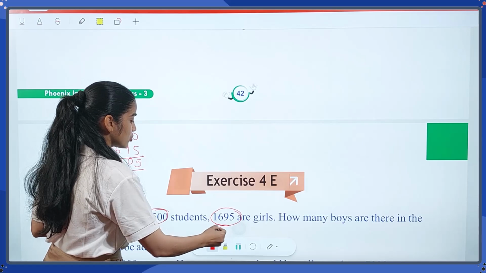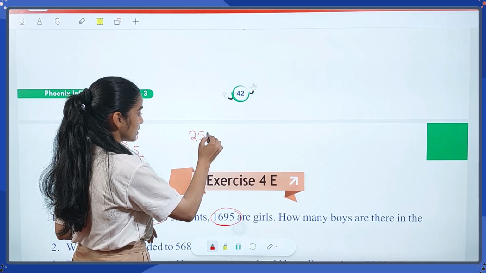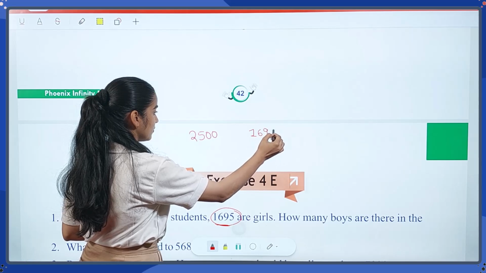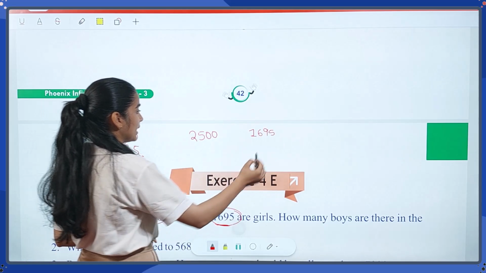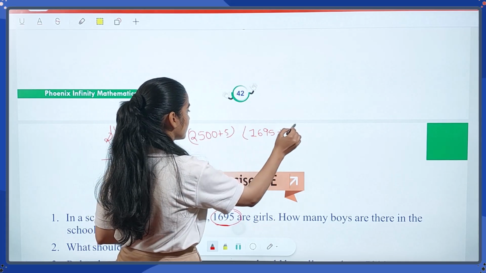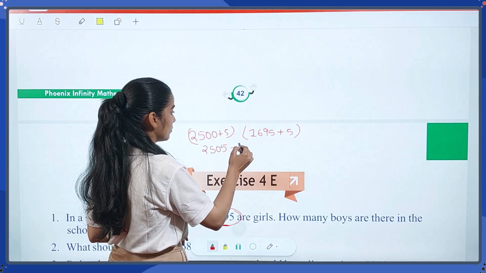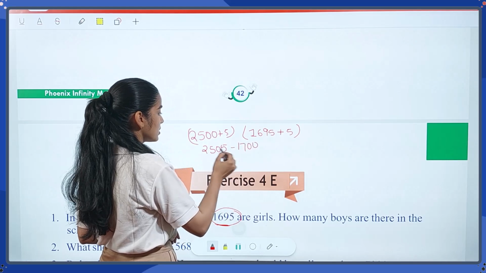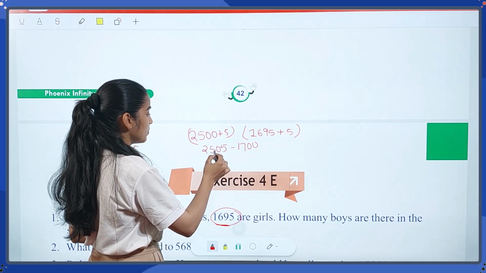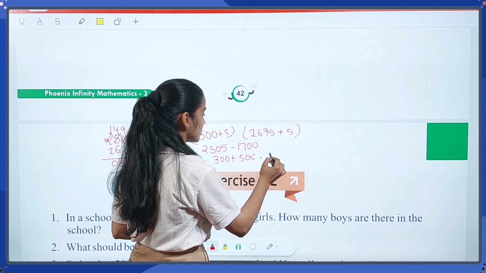Next, you have to change this number into a multiple of 100. So 2500 and 1695. You can convert this number by adding 5 to this. This will be converted to 2505 and this will be converted to 1700. 2000 subtracted from 1700, left with 1000. Then 1300. 300 plus 505. Your final answer is 805.